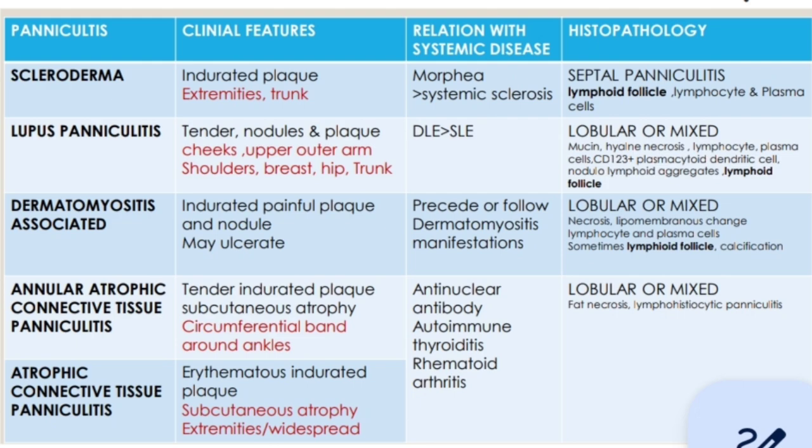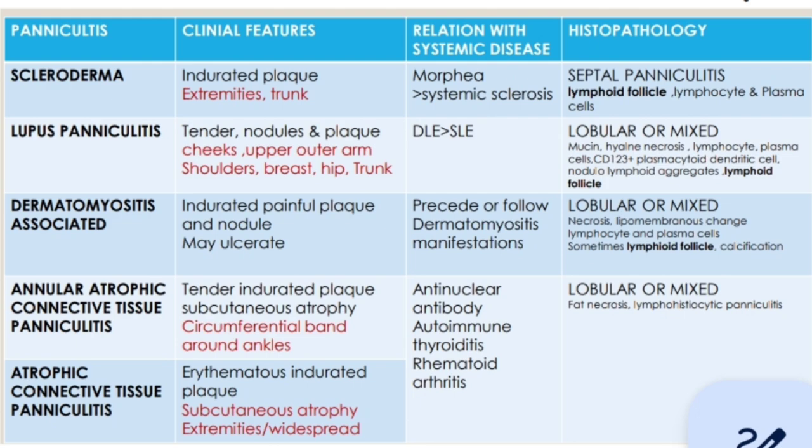Lupus panniculitis presents as a tender nodule and plaque mainly located over the cheek, upper outer arm, shoulder, breast, hip, and trunk. It is seen more in cases of discoid lupus erythematosus than systemic lupus erythematosus. It is considered to be a lobular or mixed type of panniculitis, which has other features like mucin deposition, hyaline necrosis, lymphocyte and plasma cell dominance, CD123 plasmacytoid dendritic cells, and nodular lymphoid aggregates forming the lymphoid follicles.